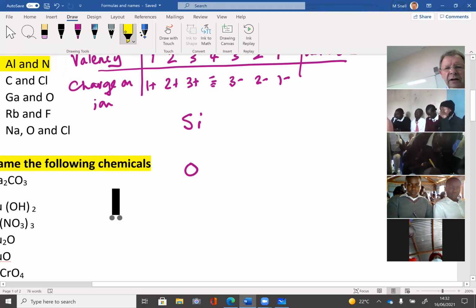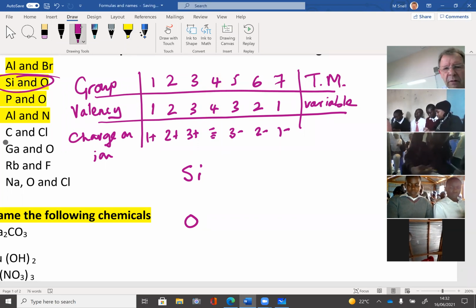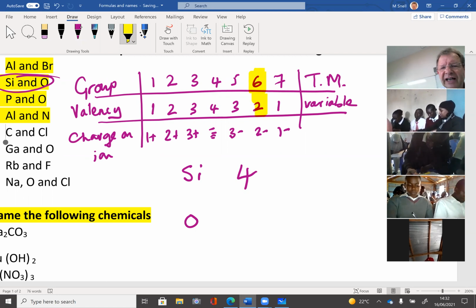So silicon is in group 4, so it has a valency of 4. And oxygen is in group 6 there, so it has a valency of 2.